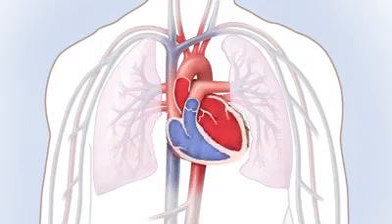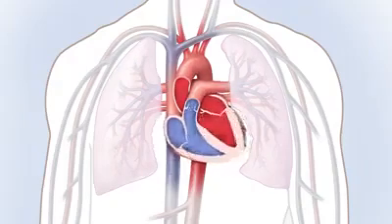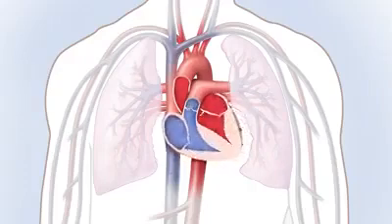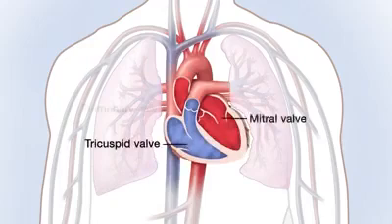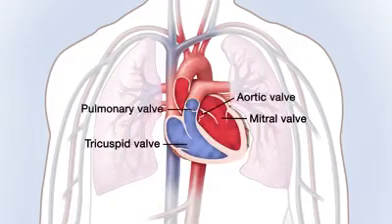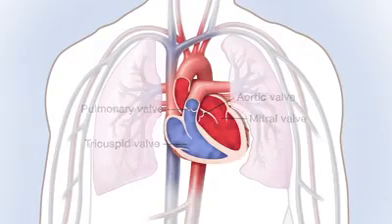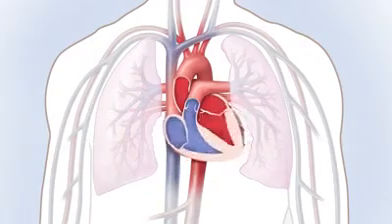Your heart has 4 valves that keep your blood moving in the correct direction by opening only one way and only when they need to. These valves include the tricuspid, mitral, pulmonary, and aortic valves. Each valve has flaps called leaflets or cusps that open and close once during each heartbeat.